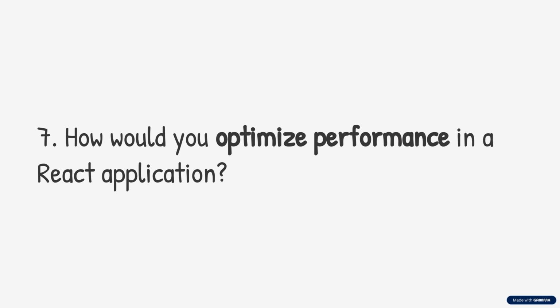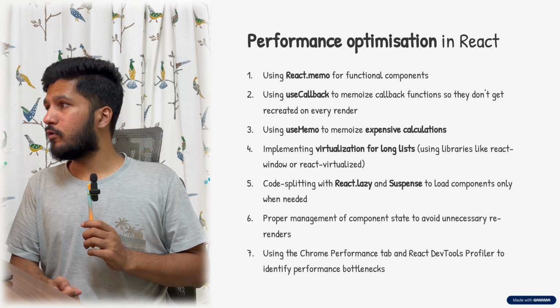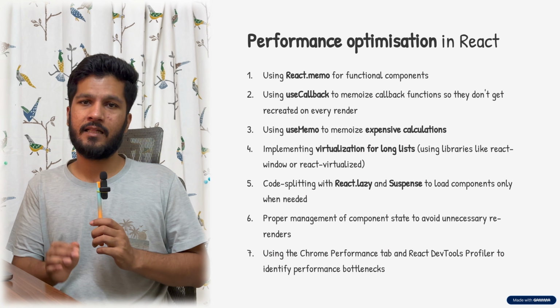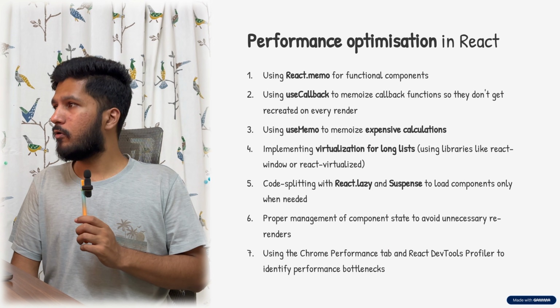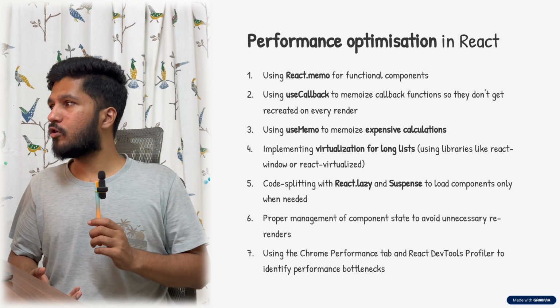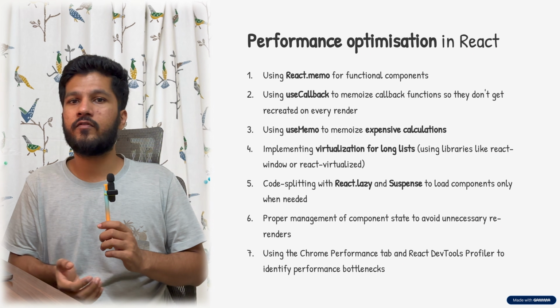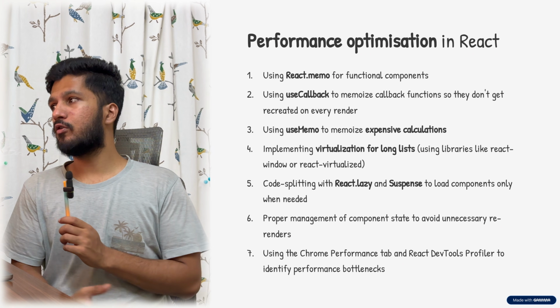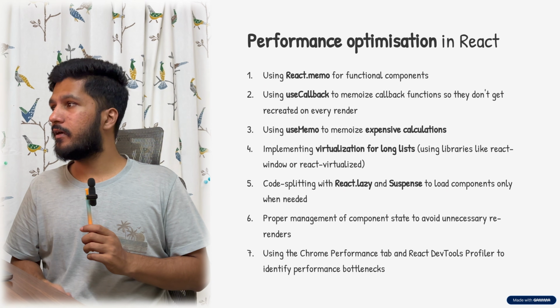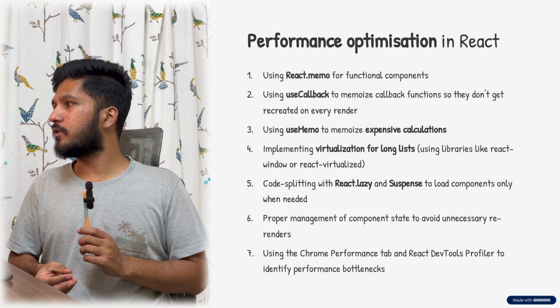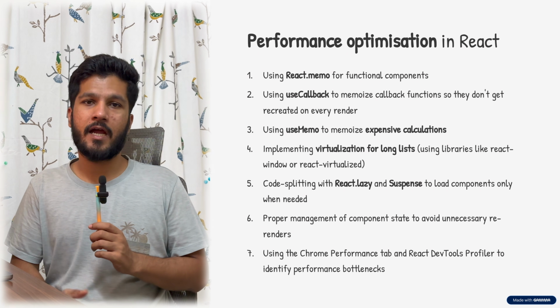Now the next question is, how would you optimize performance in a React application? There are a lot of ways by which you can optimize React application performance. Use React.memo. Let's see them one by one. So using React.memo for functional components, using useCallback to memoize functions so that they do not re-execute after every render. Using useMemo to memoize expensive calculations, implementing virtualization for long lists, using libraries like React Window, React Virtualized.